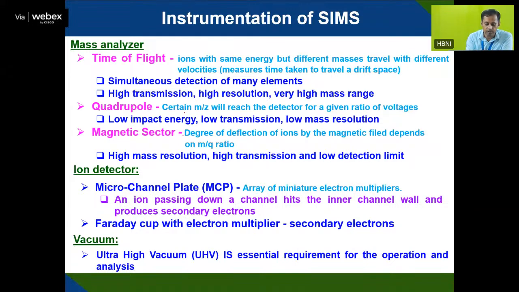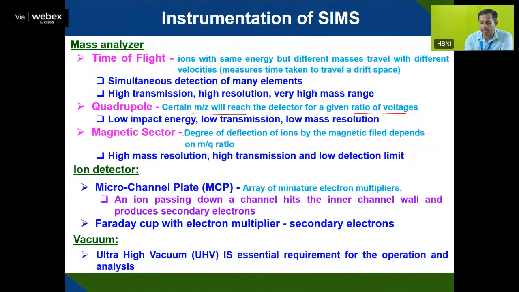And you have a quadrupole that selectively measures M by Z. Only a certain M by Z will reach the detector for a given voltage. Based on the potential difference or voltage, that M by Z will move, and that is what the quadrupole detector does. Another one is the magnetic detector, that is the magnetic sector.